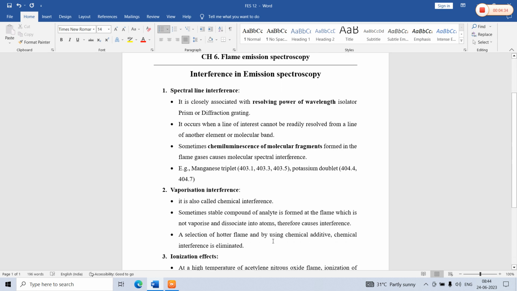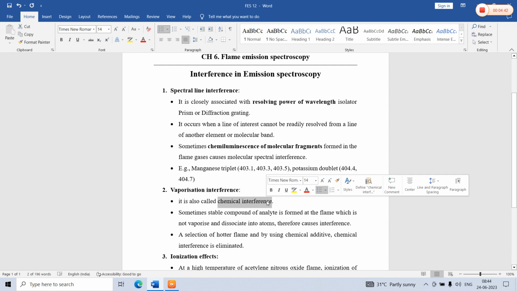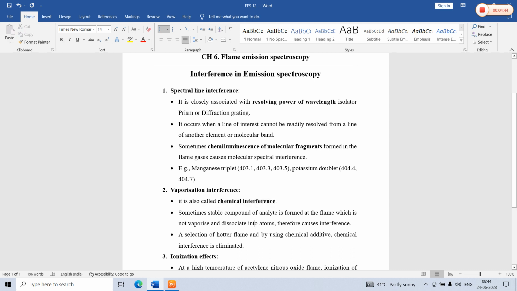Now the next point is vaporization interferences. This is the second point. It is also called chemical interferences. Vaporization interference is nothing but chemical interference. Why is it called that? Because in the flame a stable compound of the analyte is formed, and this stable compound is a chemical compound, therefore it is called chemical interference. So vaporization interference is nothing but chemical interference.